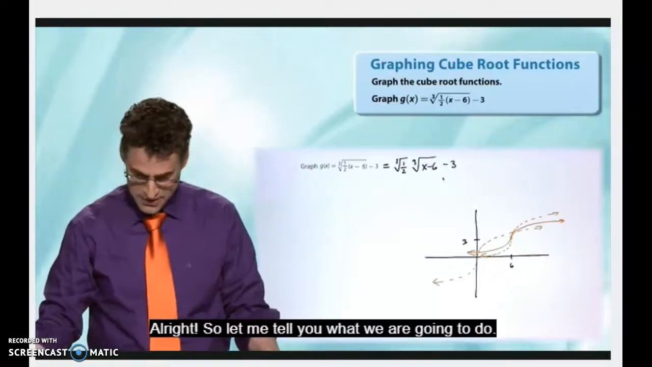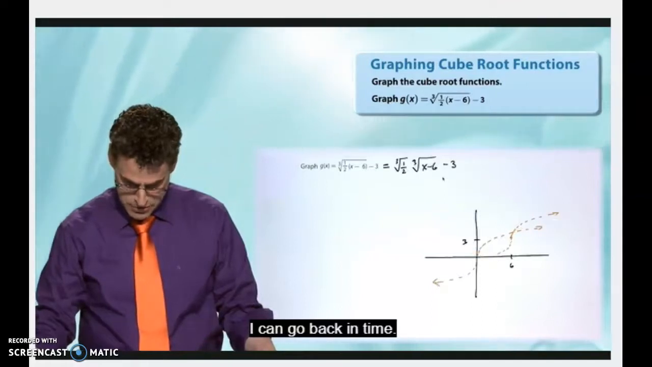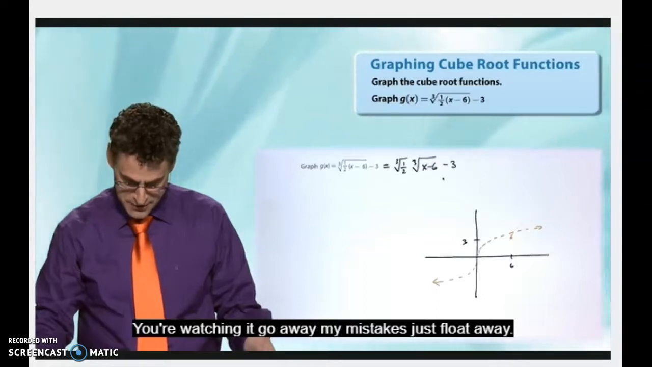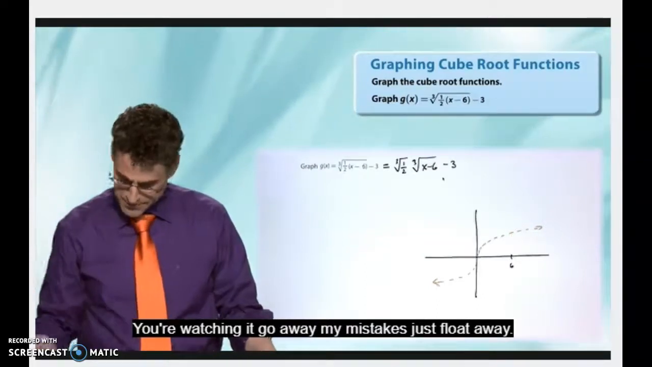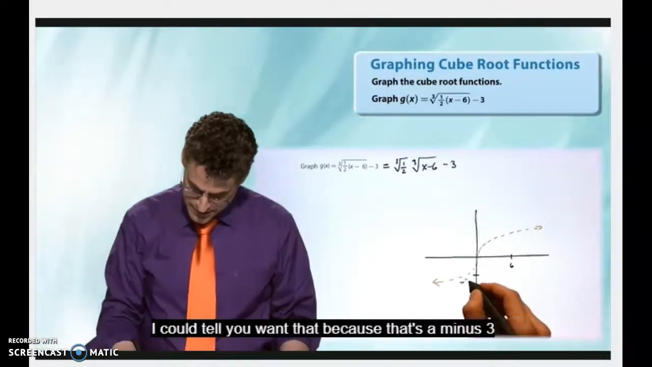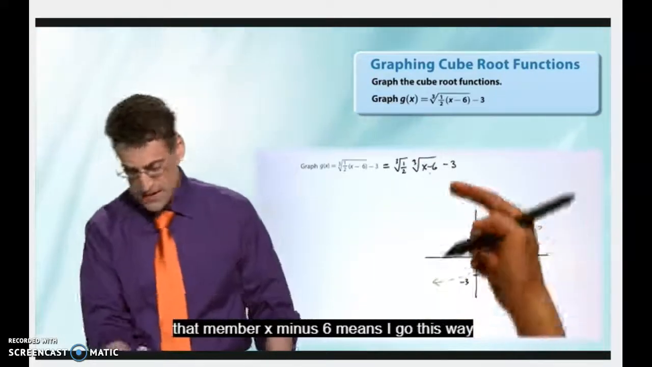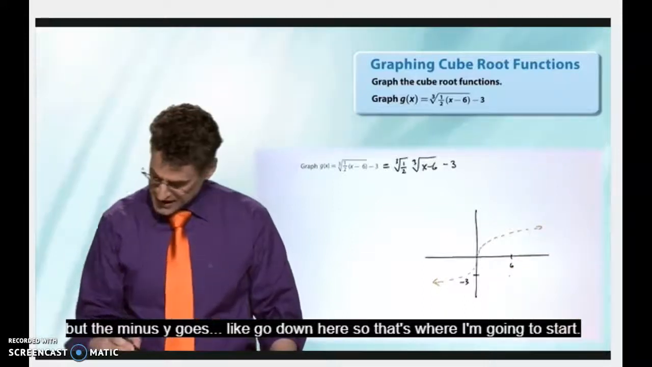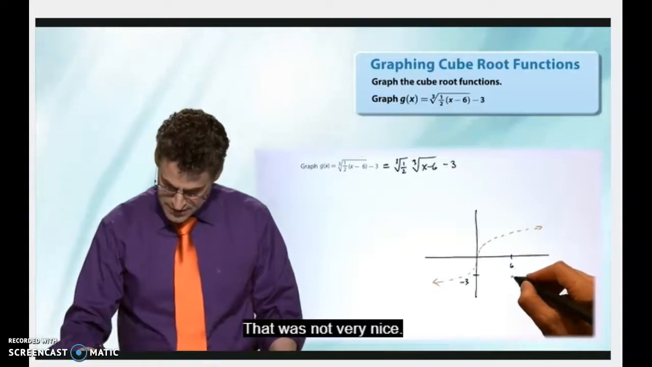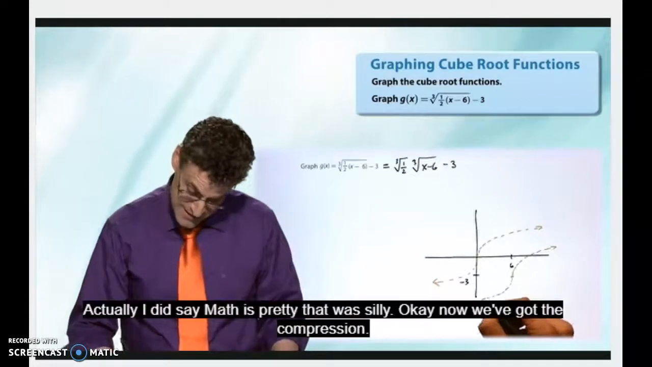All right, so let me tell you what we're going to do. I'm going to undo everything here. Watch this. I can go back in time. And you're watching it go away. My mistakes just float away. And now what I can do is put in minus 3. That's what everyone wants. I could tell. You want that, because that's a minus 3. Remember, x minus 6 means I go this way, but the minus y goes, I go down here. So that's where I'm going to start. So everyone was right. You were absolutely right, and I just didn't listen to you, and that was not very nice. But no one said math is pretty. Actually, I did say math is pretty, so that was silly.